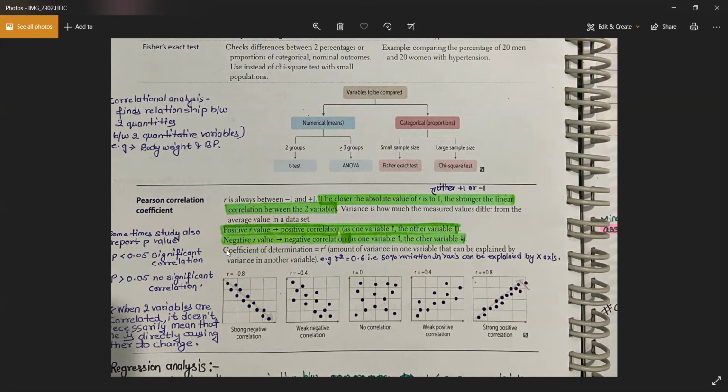Negative means when one marker rises, the other marker will fall, and positive means when one marker rises, the other marker will also rise. But it doesn't mean that the rise of one marker is causing the rise of the other. It is a disease process which is common for both of them. So a positive R value means a positive correlation: as one variable increases, the other variable also increases. A negative R value means a negative correlation: when one variable increases, the other decreases. And the closer the absolute value of R is to 1, the stronger is the linear correlation between the two variables.